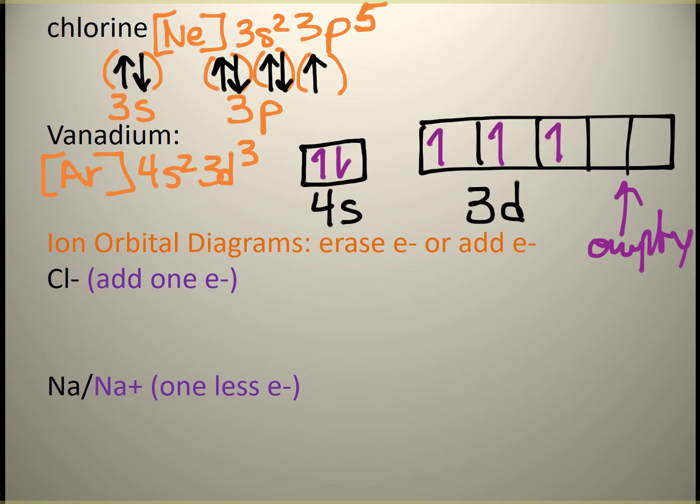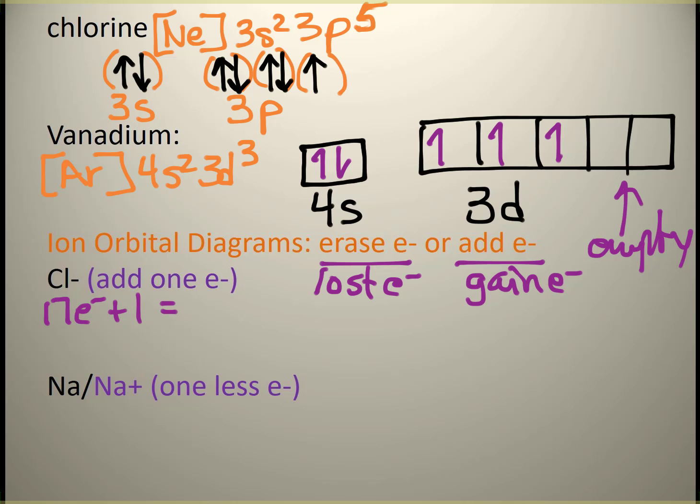All right, let's look at ion orbital diagrams. So you're either going to erase an e, which would mean it lost an electron, or you're going to add an e. This would be if it gained an electron. And what I mean by an electron, that would be an arrow. So let's look at chlorine. Just normal chlorine has 17 electrons. And so I'm going to add one more. So 18 electrons. So it's copycatting argon.